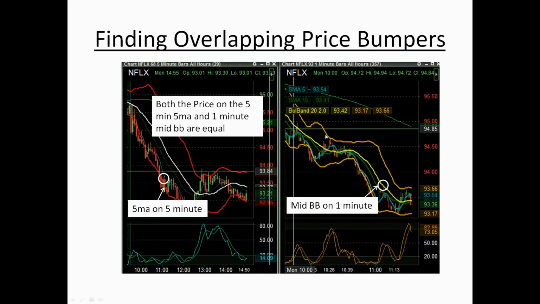So let me give you an example here. We have the 1 minute on the right, and the 5 minute on the left. Now look here. The 1 minute mid BB is right there, at about 93.75. At that same time, the 5 minute rejected the 5 MA. So at this point, the 5 minute 5 MA was equal to the mid BB on the 1 minute. Do you see something happening here? Do you see this linearity forming within the charts together? How it's all coming together like it was meant to be?